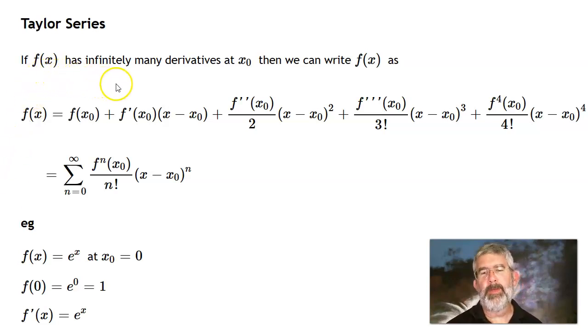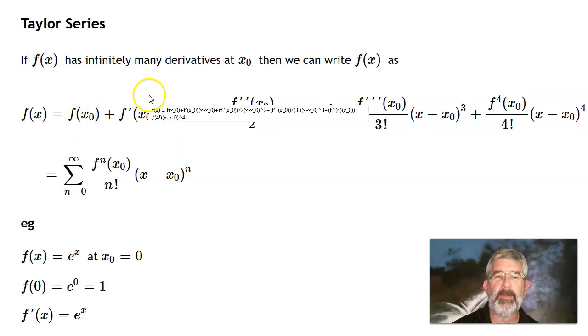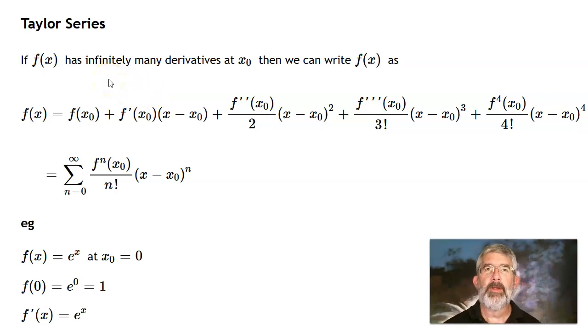Now, it has to be a kind of special function because it needs to have infinitely many derivatives at some given value of x called x0, right? And then we can write f as a power series this way. Before we do, though, let me point out that there are a lot of functions that we deal with that have this property. Polynomials have infinitely many derivatives. Most of them are zero.